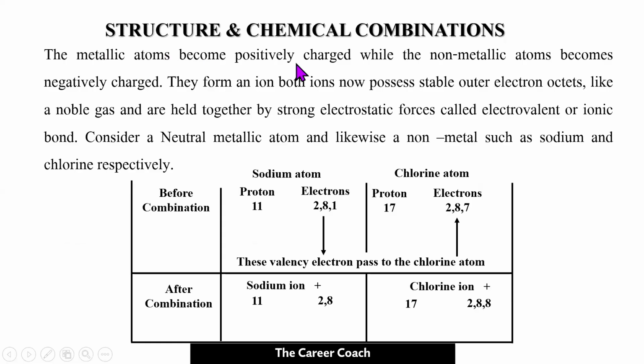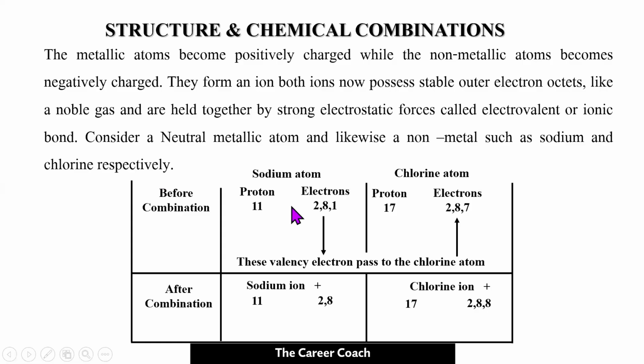The metallic atom becomes positively charged, while the non-metal atom becomes negatively charged. They form an ion. Both ions now possess stable outer electron octet states, like a noble gas, and are held together by a strong electrostatic force called electrovalent or ionic bond. Let's consider a neutral metallic atom like sodium and a non-metal like chlorine, respectively. So this is how they bond.